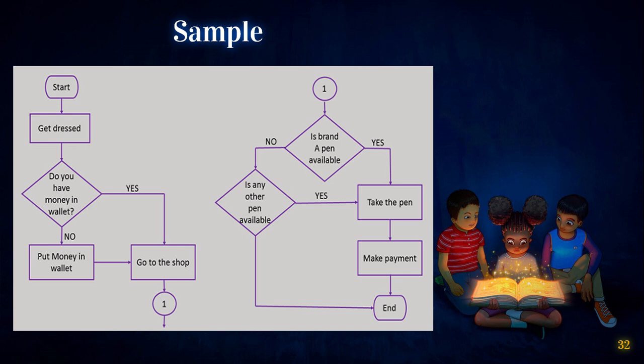So this is an algorithm to purchase a pen. If the branded one is there, you can use it. If it is not there, you can use some other pen. Similarly, if you don't have money, you have to fill the money in the wallet. These are all yes or no based conditions.